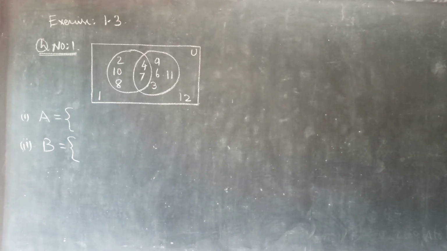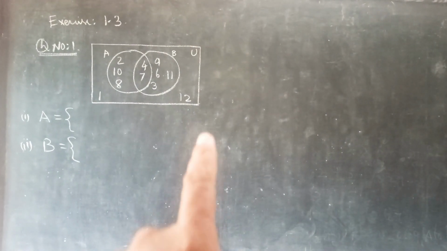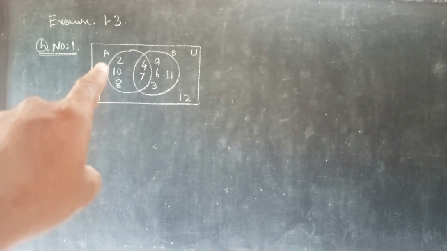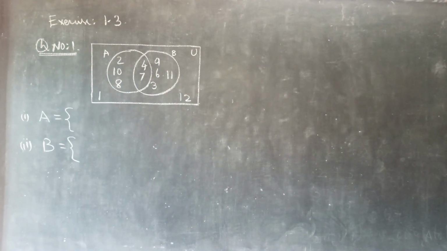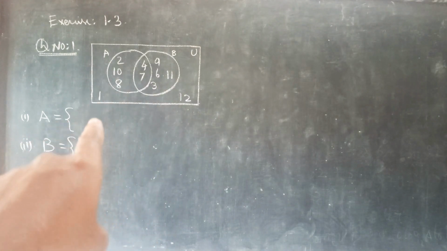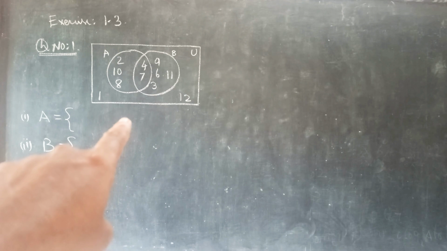So as you can see, according to the Venn diagram, it is given that there is a set. There is a set called A, B and U. The first question being asked is: what are the elements of set A?